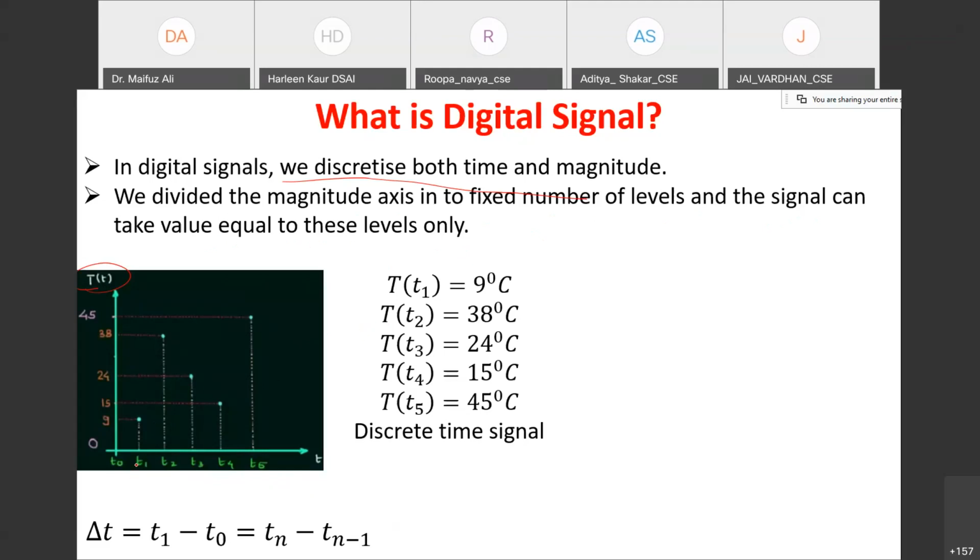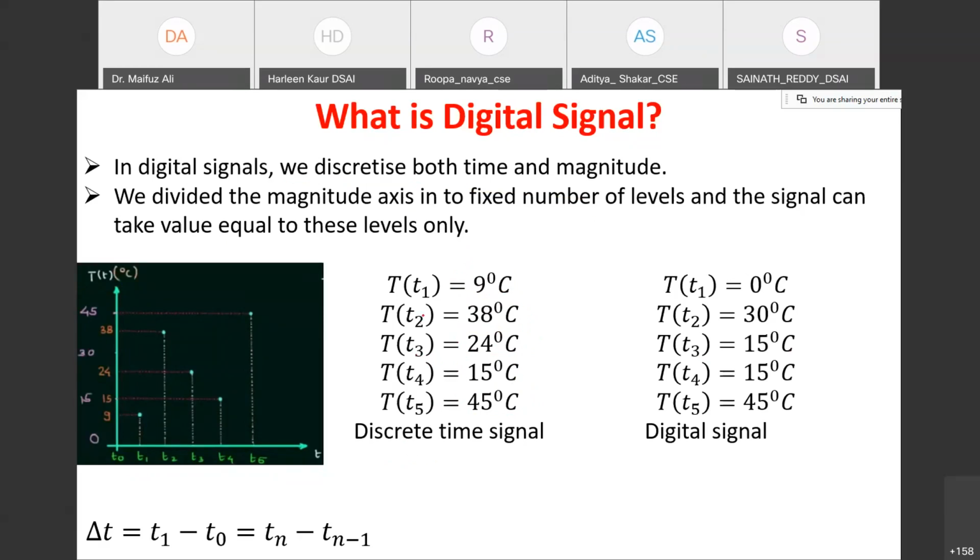So with discrete time, meaning T0, T1, T2, T3, T4, T5, in these discrete times we take the temperature. The temperature is 9 degree, 13 degree, 8 degree, 28 degree, 15 degree, 45 degree. This is the discrete time signal.